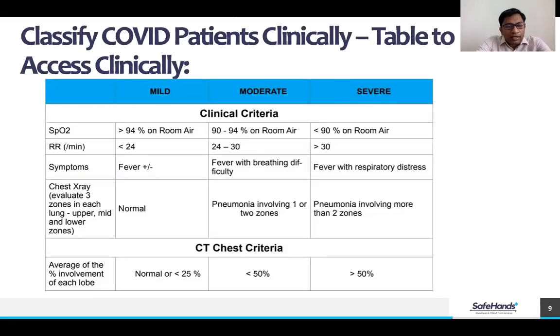CT chest criteria: the average percentage involvement of each lobe. So in mild cases, less than 25%, moderate less than 50%. In severe cases, it's more than 50% involvement.